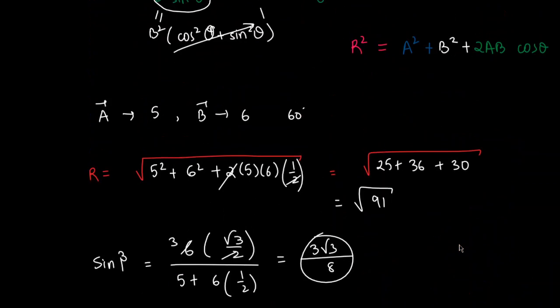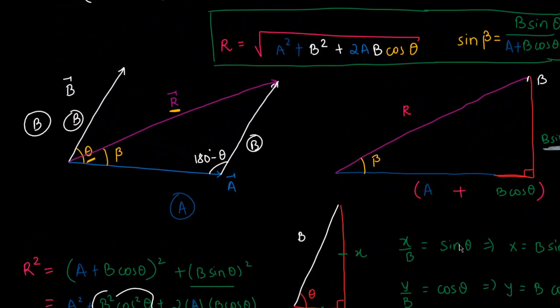So hopefully you now understand how you can define the magnitude and direction of the resultant that you get when you add two vectors that make a certain angle between them.